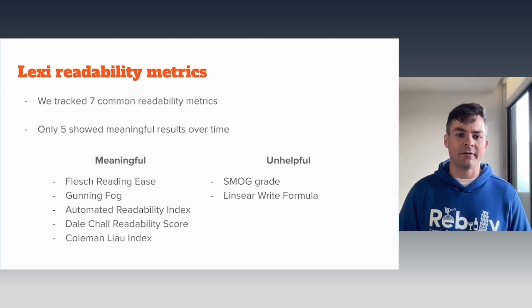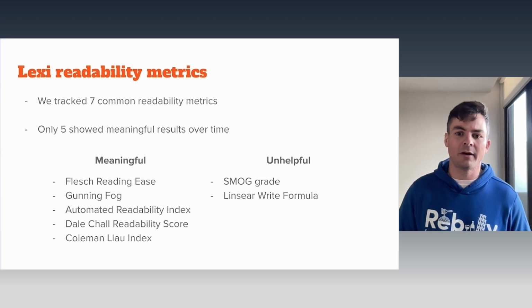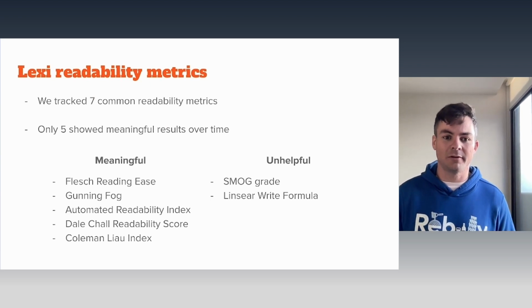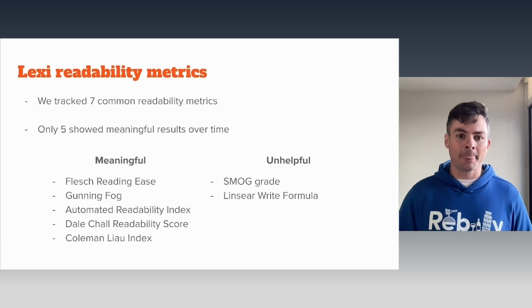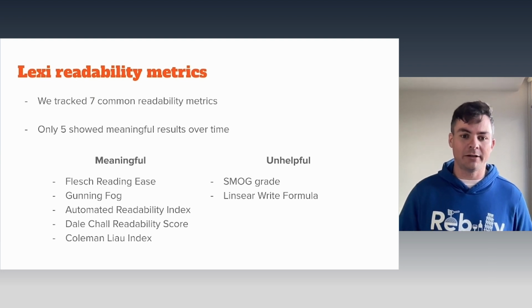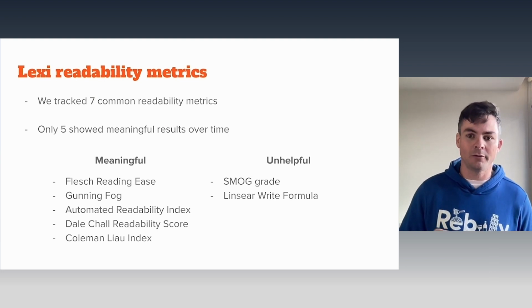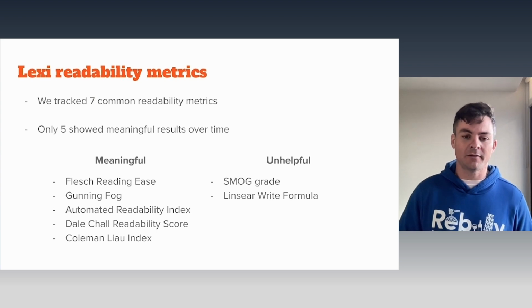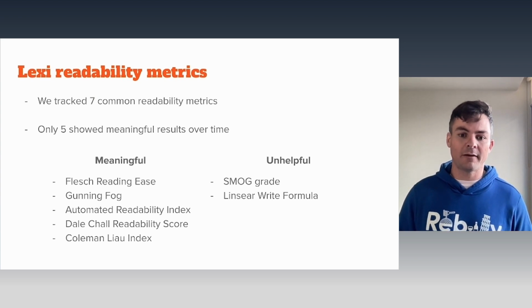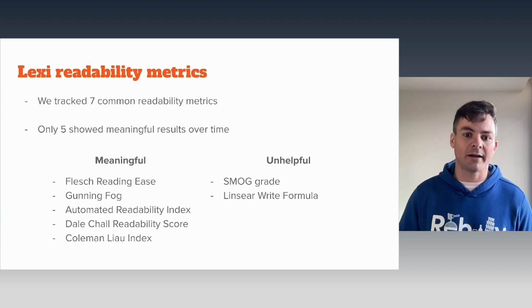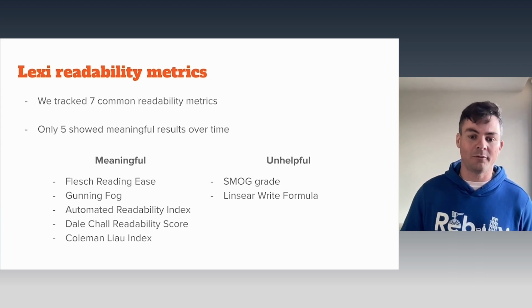So we tracked 7 of these common readability metrics that we found as we were making improvements to the documentation here at Rebilly. We found that only 5 of these really tracked consistently and improved over time. You can see those ones on the left. On the right, we found these ones actually didn't track; they didn't improve as we were making improvements to our documentation.